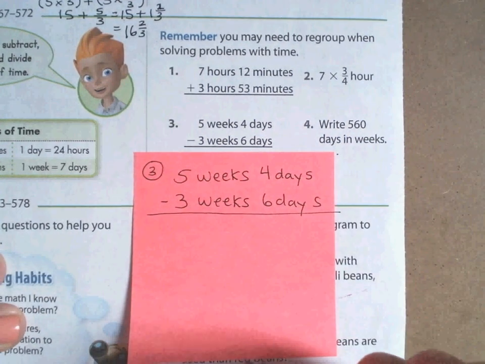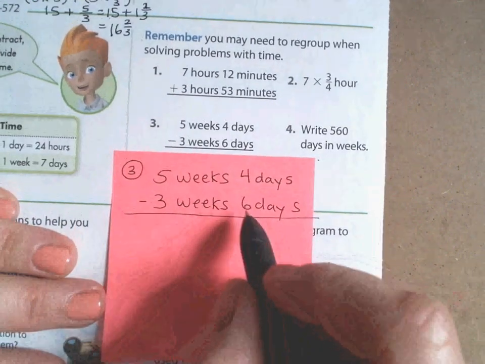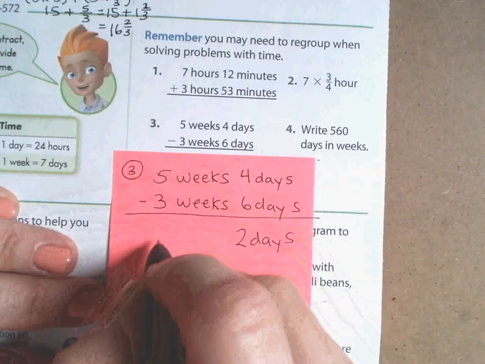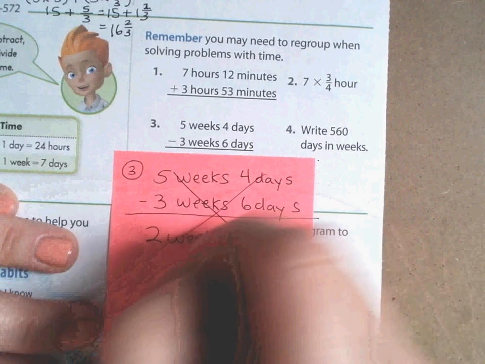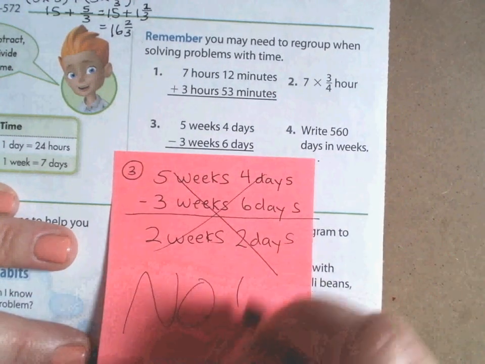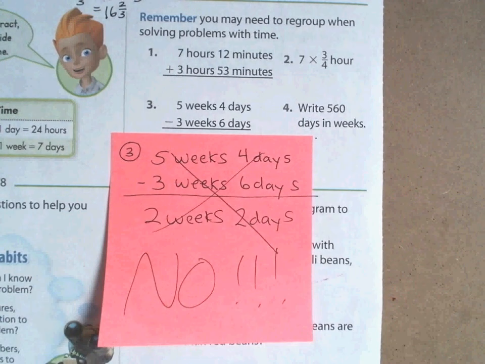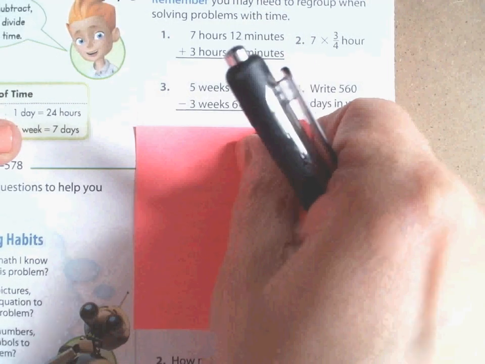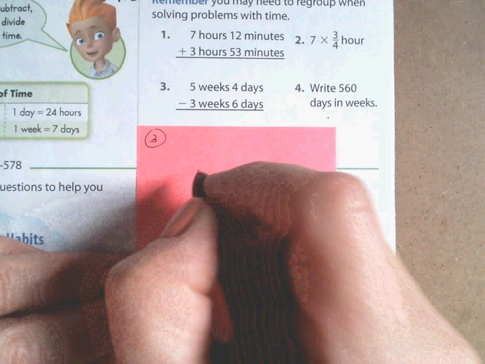Okay, so let's go over this problem. I'm going to show you what not to do. So many students will do 6 minus 4 and say this is 2 days, and 5 minus 3 is 2 weeks. No, no, no. Okay? You cannot take 6 days from 4 days. So in that case, you needed to regroup. So let's go over how to do that.